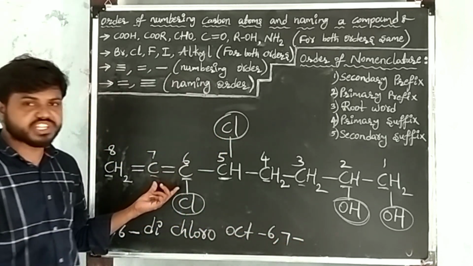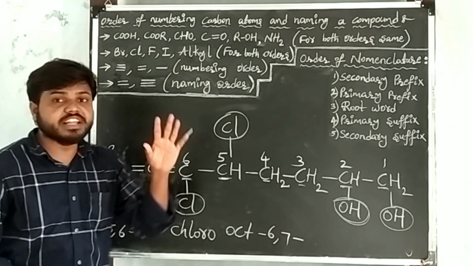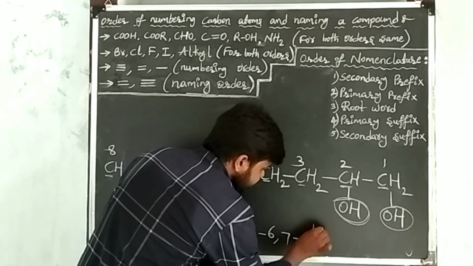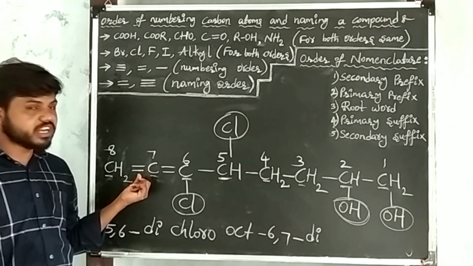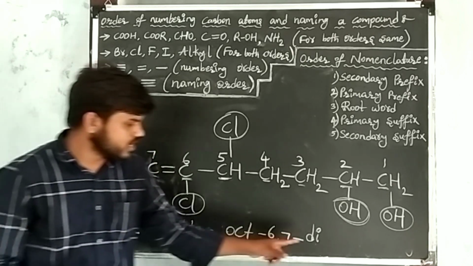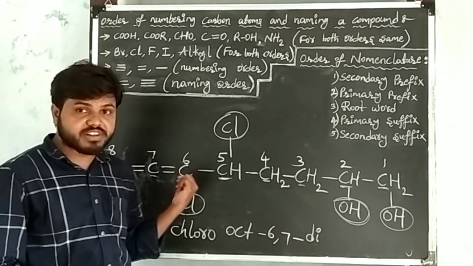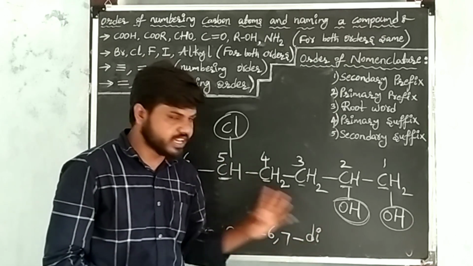After writing the positions of the double bond, how many times is the double bond there? 2 times. The numerical prefix of 2 times is di. I have written the positions, and after that the repetition times: the numerical prefix of 2 times is di.